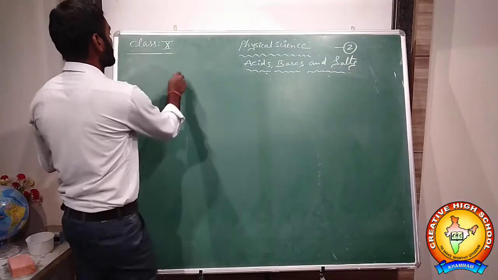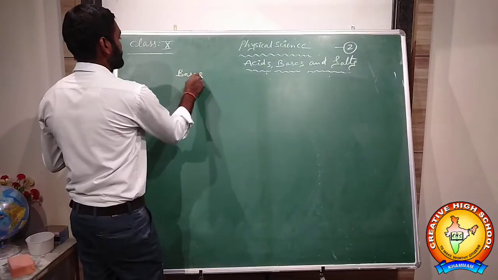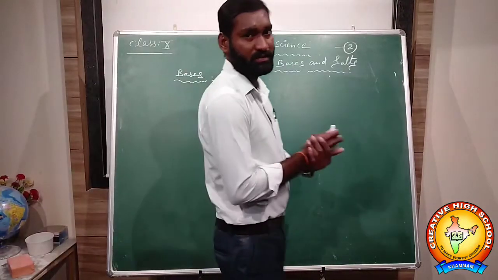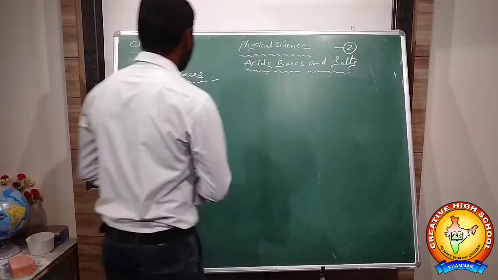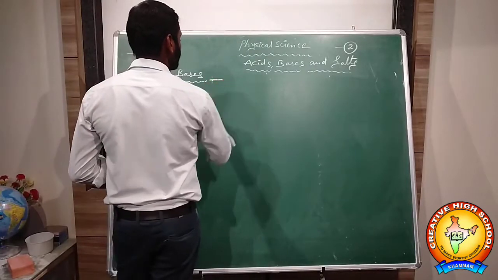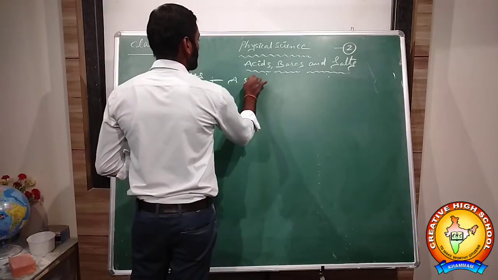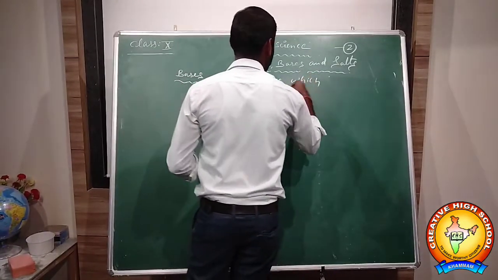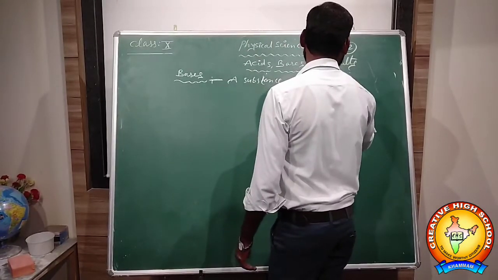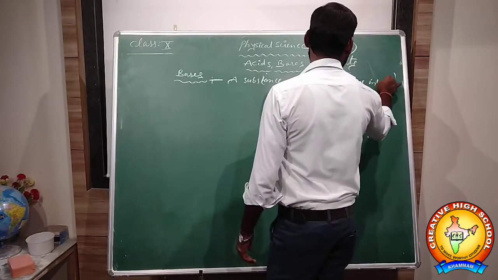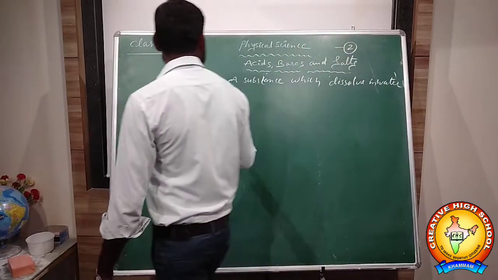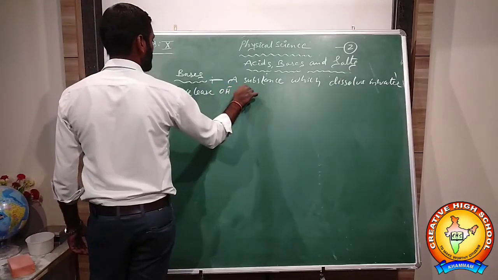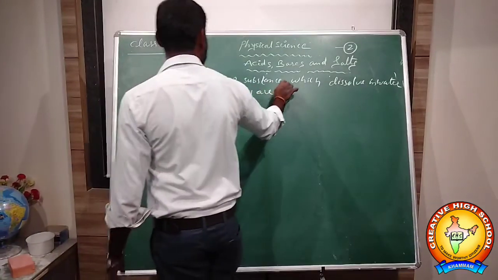Okay, students, next, bases. Acids express ions in the resultant water. The bases are substances which, when dissolved in water, release OH minus ions.